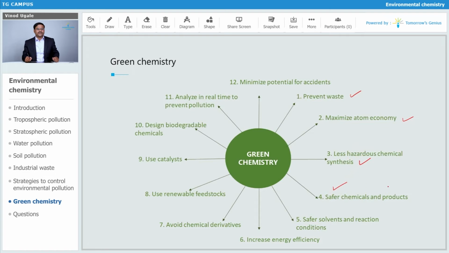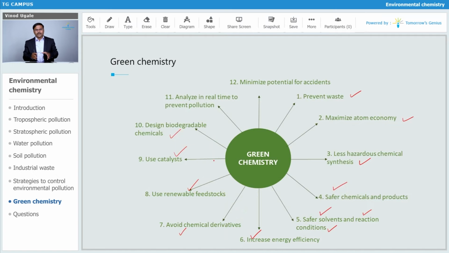Then safer chemicals we should use, safer solvents we should use for carrying out those syntheses, and the reaction conditions we are using, catalyst and all, that should be safer. Increase energy efficiency. The seventh principle is avoid chemical derivatives, use such derivatives so that they will not form as a byproduct. Use renewable feedstocks, use catalyst, design biodegradable chemicals.